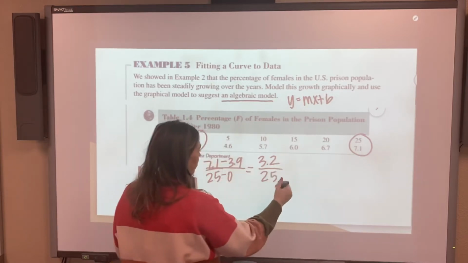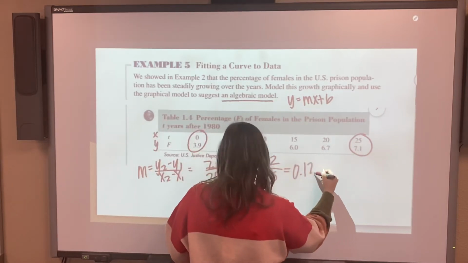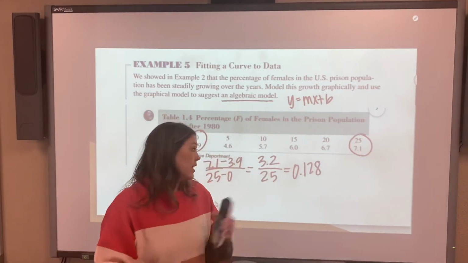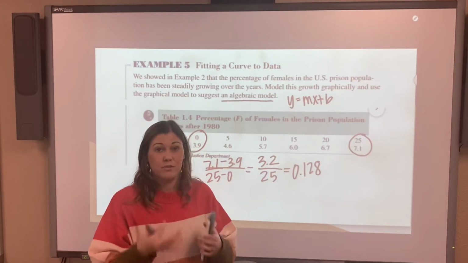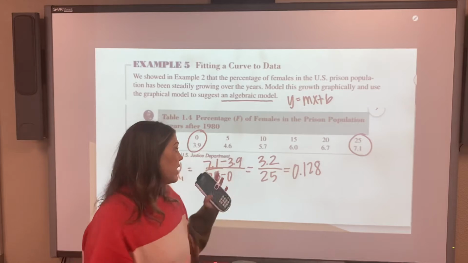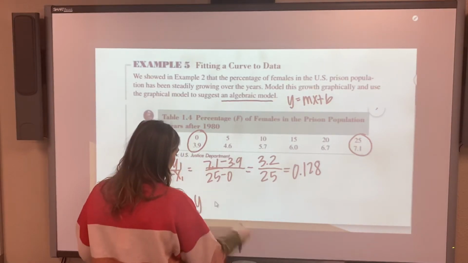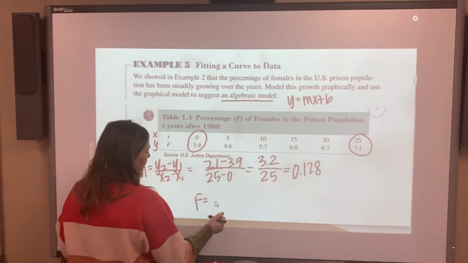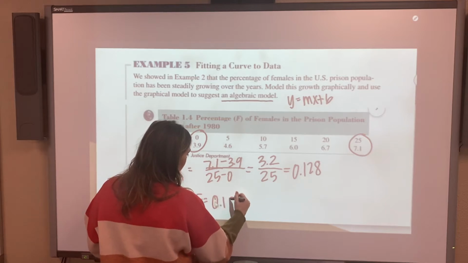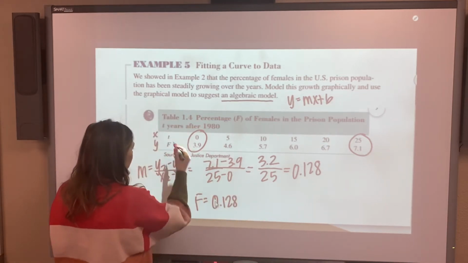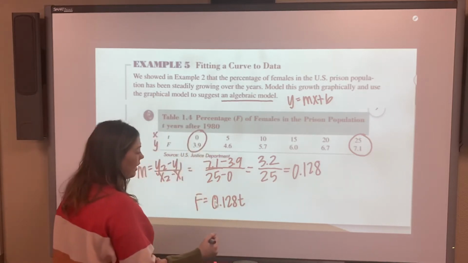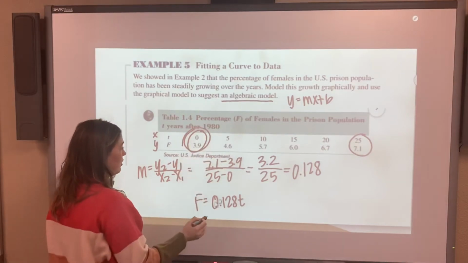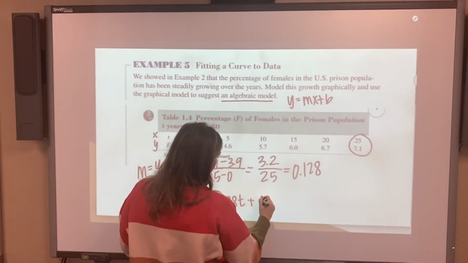Okay, and so we simplify 3.2 over 25. That would be 0.128. So basically that's saying that our population for each year is increasing by 0.128 for females in the prison system. Okay, so that would be like your m. So y equals, well, no, not y, because our y represents females. So our females, the number of females, is equal to 0.128 times T, which is the time in years after 1980. And then we need to figure out plus our starting point. Well, our starting point was this 0 and then 3.9. So that'd be plus 3.9.